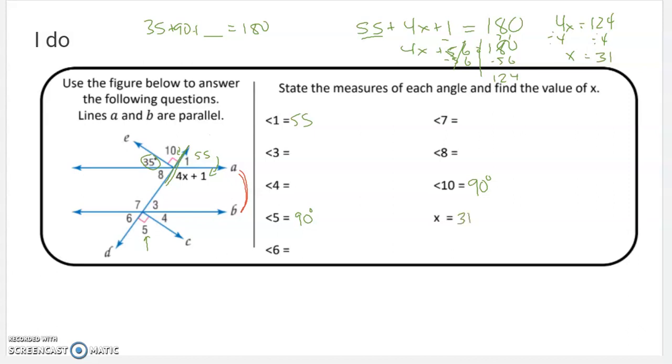I guess I wasn't asked for that angle, so I won't worry about it quite yet. Last, I can use that to figure out angle 8, or I can actually look, if you're careful, and check: angle 8 is vertical to the 55 degree angle. So it's also going to be a 55 degree angle. All right, that takes care of all my top ones, but what about the bottom?